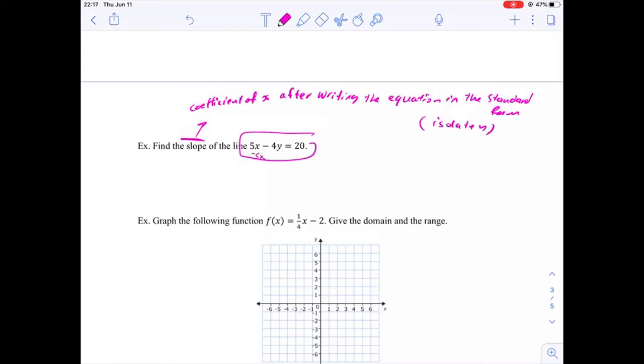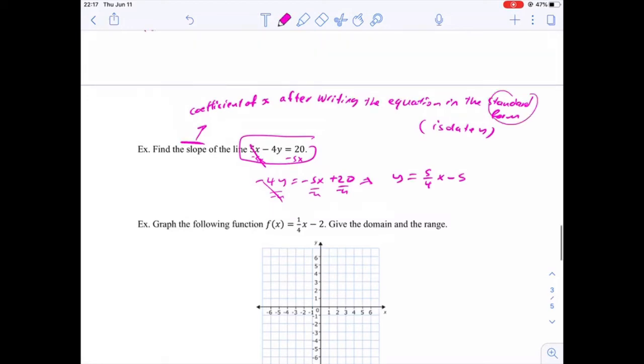So we need to isolate y. Let's subtract 5x from both sides. We get negative 4y equals negative 5x plus 20. And then we divide by negative 4. So divide both sides by negative 4. That means we divide each term by negative 4. We get y equals 5/4 x, 20 over negative 4, that's negative 5. Now this equation is written in the standard form.